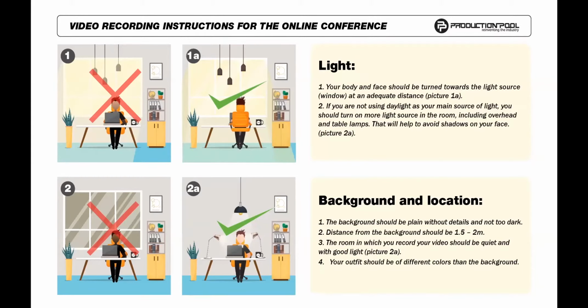If you are shooting during the day, turn your face towards the daylight source. If you are shooting in a room where there is no daylight, turn on as many light sources as possible to avoid shadows on your face. Your background should be clear and not too dark, and the room should be quiet. Always use horizontal view for your video. Vertical view or vertical video is useless for post-production. Camera should be at your eye level, and your body should be in the center of the screen.